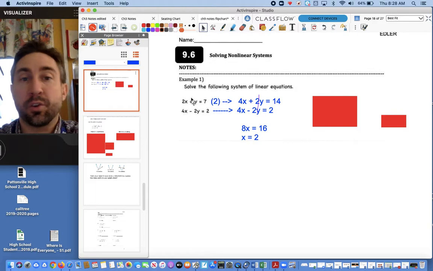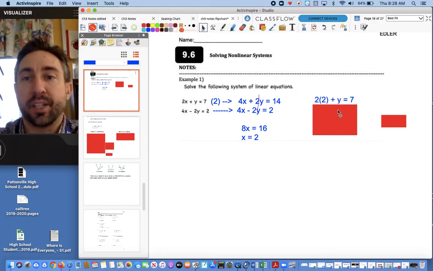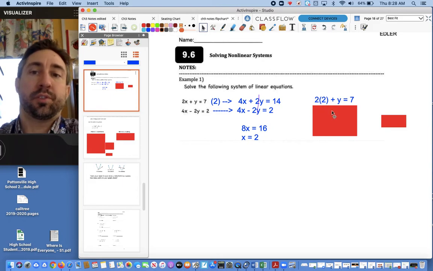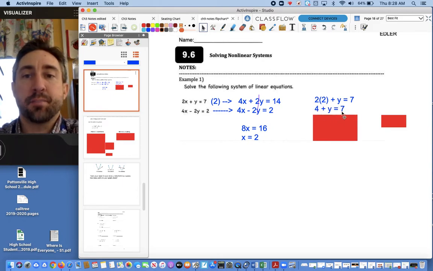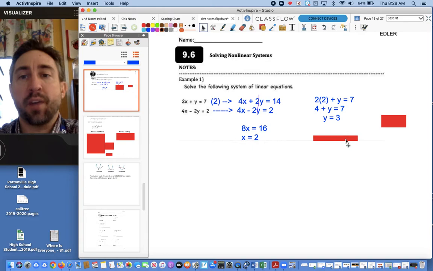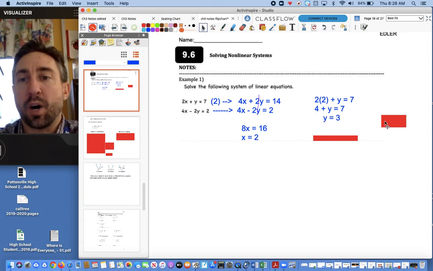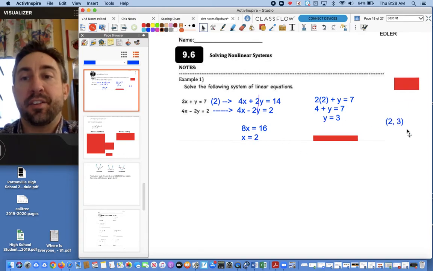So I can pick either equation. I believe I picked the top one here. And I'm going to plug 2 in for x. So 2 times 2 is 4. And just move the 4 over to get your y value. So I have x and I have y, which means that these would cross at (2, 3). If I were to actually graph these, they would cross at this point. So it should be a review of the elimination method.